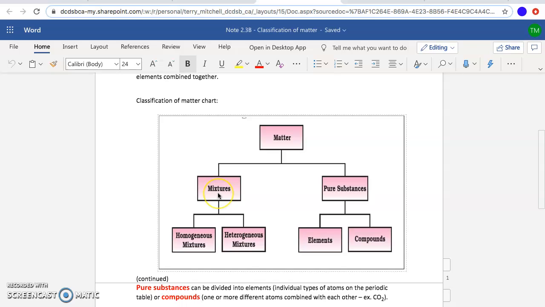Now on the other side, we have mixtures, and this is where we mix two things together. And we have two different types of mixtures, homogeneous and heterogeneous. Homogeneous, you can only see one thing.